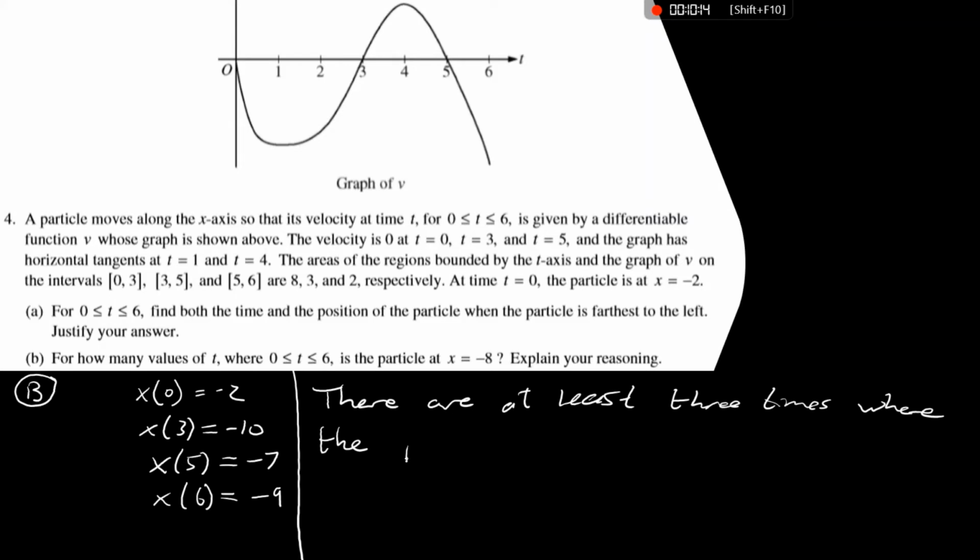Where the particle is at x equals -8, which theorem is going to prove it, and what has to be true to use that theorem? Mean value. Mean value deals with slope. Intermediate. Okay, intermediate value. What does the intermediate value theorem tell us?